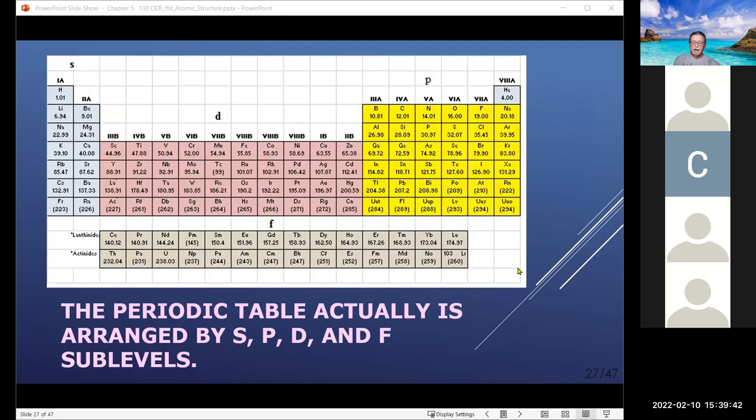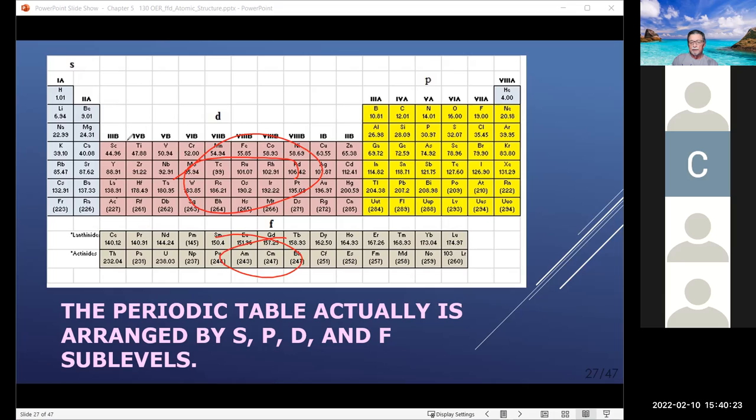All right, so this is a rehash of the slide I showed you where you think of the first two rows as the S elements. The yellow ones here, think of them as the P. The ones inside that are pinkish and greenish in color, think of them as the D and the F respectively. Now, where I told you before that we can predict the charge of groups one and two as far as the metals are concerned, we can't do that with these guys in here, okay?